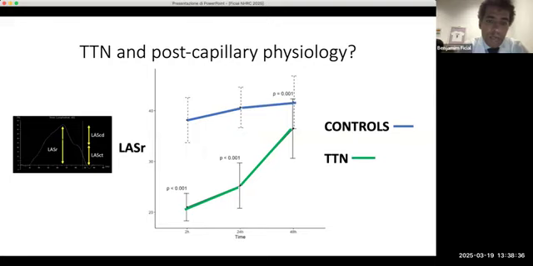In conclusion, this is the main finding of this study. We found a decreased left atrial strain reservoir in neonates with TTN compared to controls over the study period, suggesting the presence of diastolic dysfunction, which may play a role in the delayed clearance of lung fluid. We acknowledge that this is an observational study, and so we cannot establish causation. However, I do think that there is a biological plausibility of diastolic dysfunction in this category of patients.